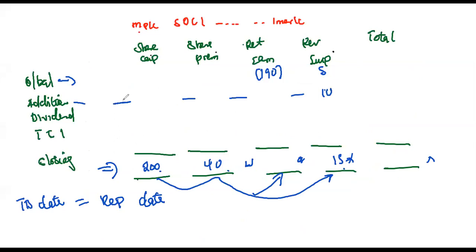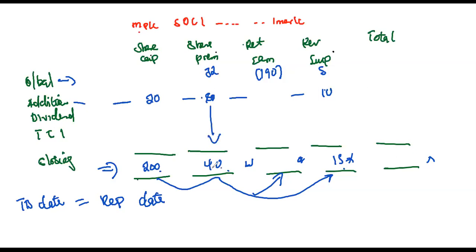Additions during the year, yes, we have. Share capital, 20 million was added during the year. Have you seen? Okay. What else do we have? Share premium, 8 million was added during the year. Now remember, 40 is the closing. If during the year they added 8, then they ended with 40. That means they opened with how much? They opened with 32 as the opening balance.